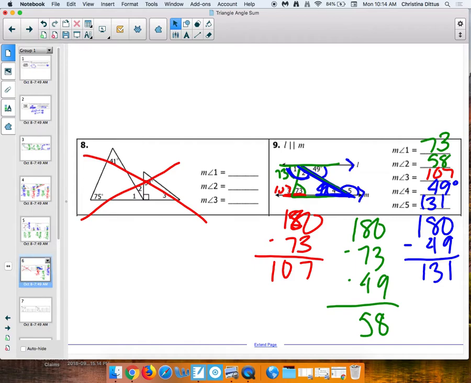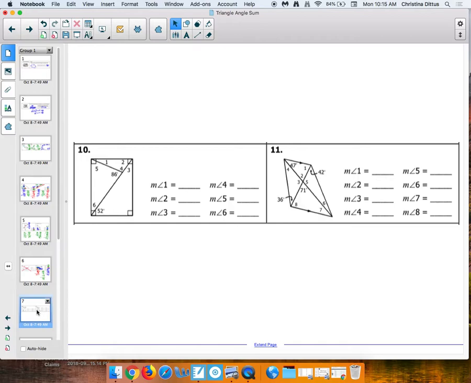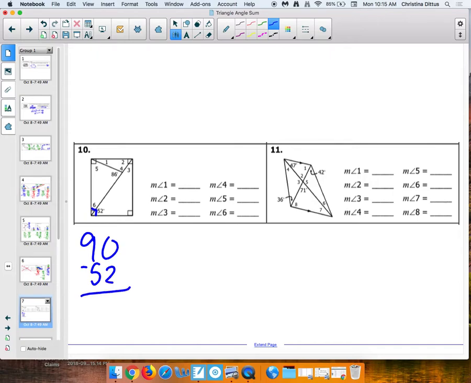Alright. The next ones get a little bit more complicated. We've got lots going on in these next two. Find me an angle that is nice to deal with. Angle 6. What do you know about angle 6, Karma? I've got 2 of them that have to be 90, and I know one of them is 52. So what's 90 minus 52? I'm left with 38. So angle 6 is 38.